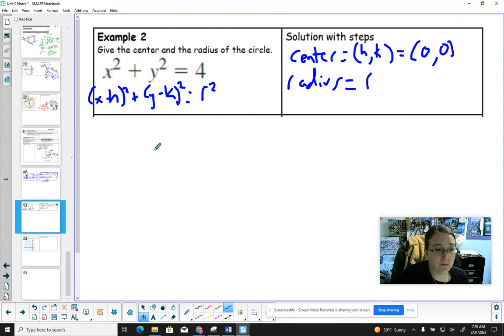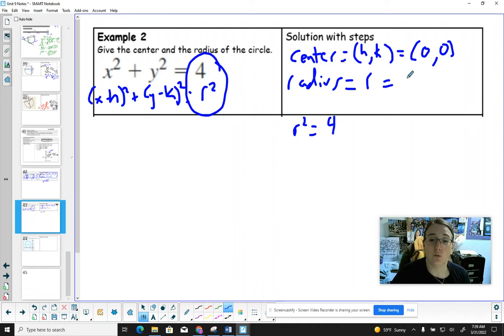So it's possible you might see a problem like this where it goes x squared, plus y minus 1 squared. That means that the h is 0 and the k is 1. So again, if you do not see anything in parentheses, it's 0. But take a second to remember, we need just r for the radius, and we have that r squared is 4. Write down, what does that make the radius? Well, if I square root both sides, that makes the radius just 2.